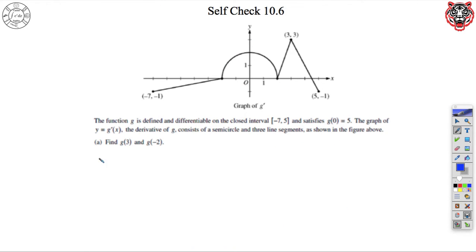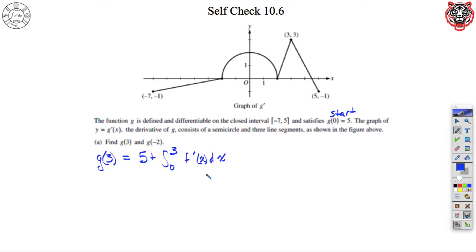So finding all these. So g of 3. Notice that it gave us a graph of g prime, so we need to go backwards. And we have a start condition here. So the start condition is 5, so it's going to be 5 plus the integral from, okay, so the time is 0. Oh, sorry. Yeah, so from 0 to that number 3. So from 0 to 3 of f prime of x dx.